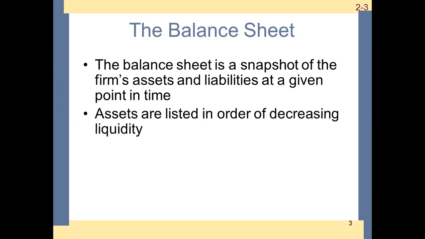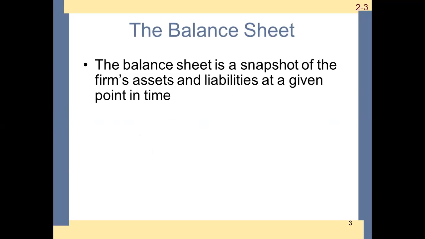The balance sheet. Here we will try to understand some basic concepts related to the balance sheet. So three main points we will try to cover in this slide. Number one is the balance sheet is a snapshot of the firm's assets and liabilities at a given point in time. It means that the balance sheet gives you a snapshot. Snapshot means a one-time picture, a picture that depicts your position at a point in time.